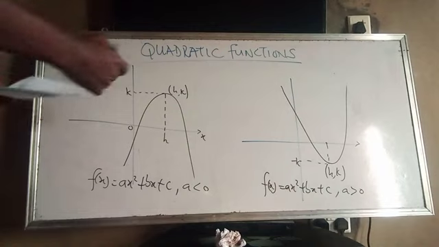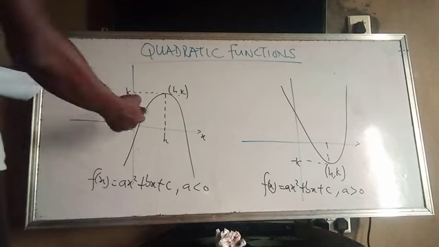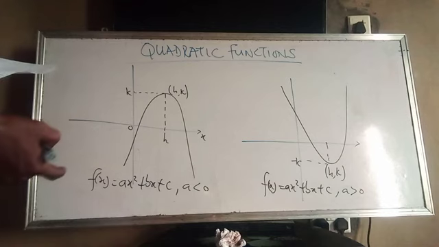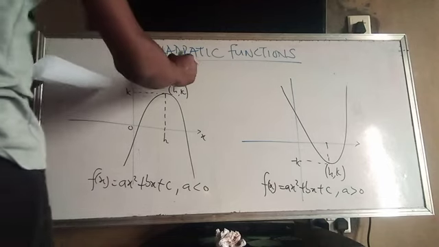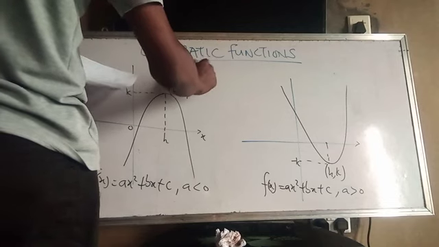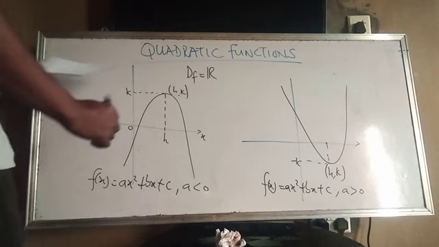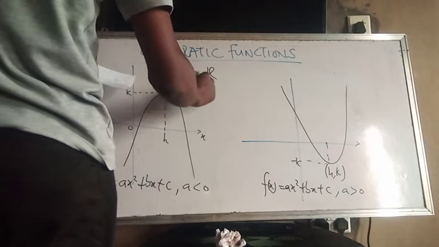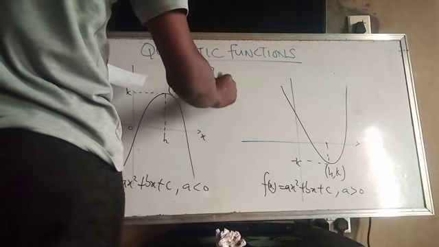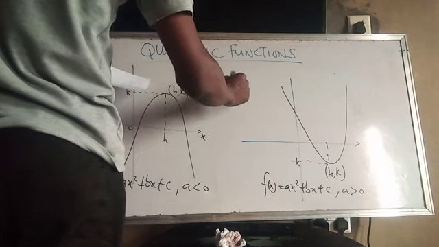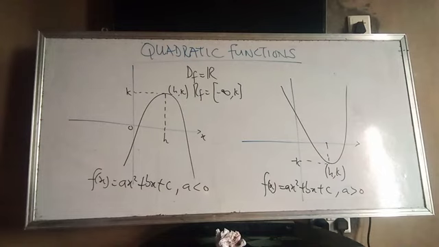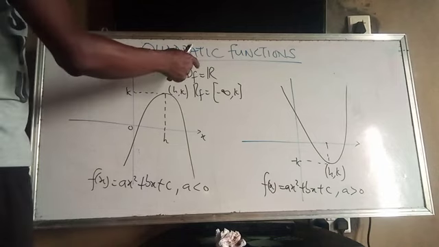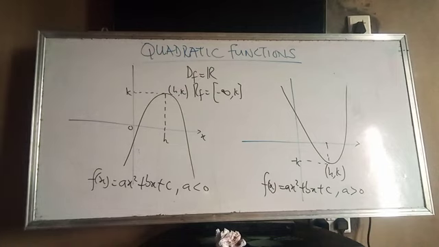One other interesting thing we should remember here is the domain of the function. The domain of this function is the set of real numbers, while the codomain or the range is minus infinity to k. You may be wondering how I got this. Don't forget that the range of a function is always a set of y values, while the domain of a function is always a set of x values.